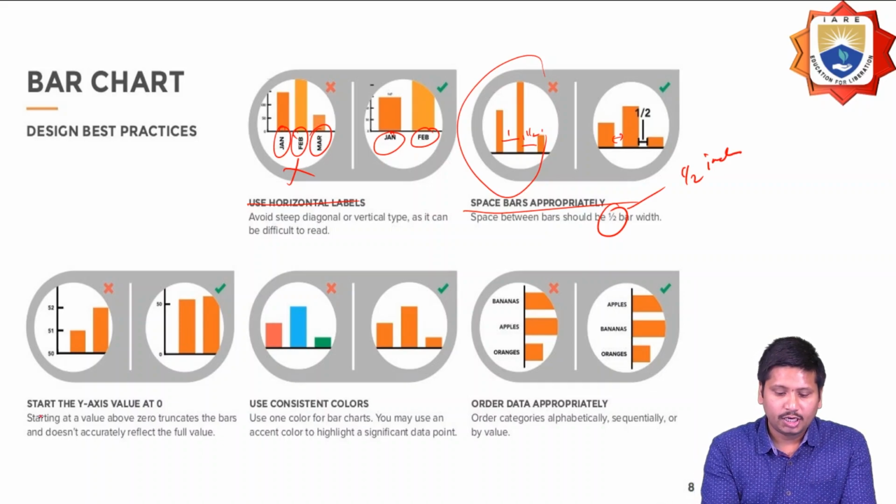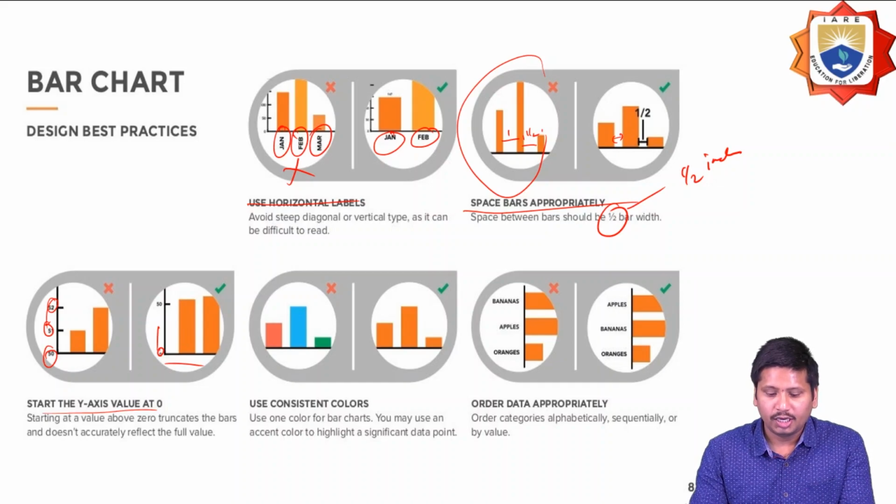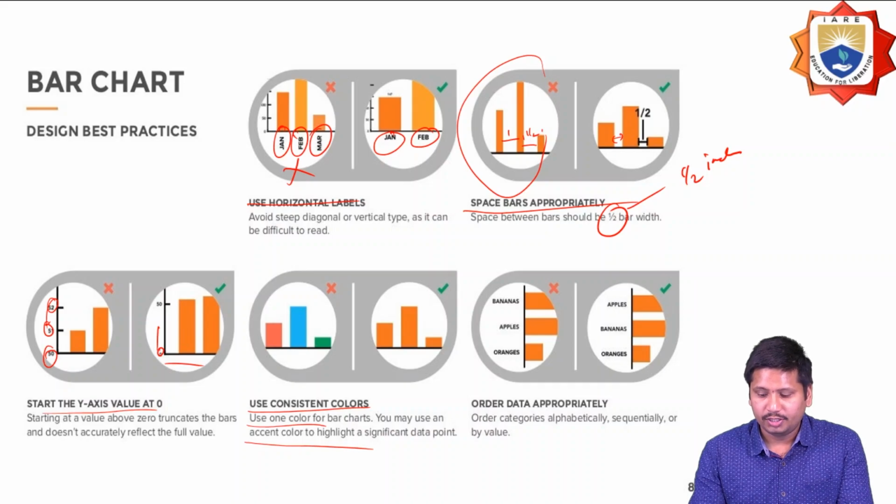And next, start the y-axis value at 0. All the time we have to mention 0 as the start of the axis. It should not be some other value, because where the axis does not start at 0, it truncates the bar and does not accurately reflect the full value. And use consistent colors, don't use different colors, use one color for one bar chart. We can use accent colors to highlight significant data points as well.